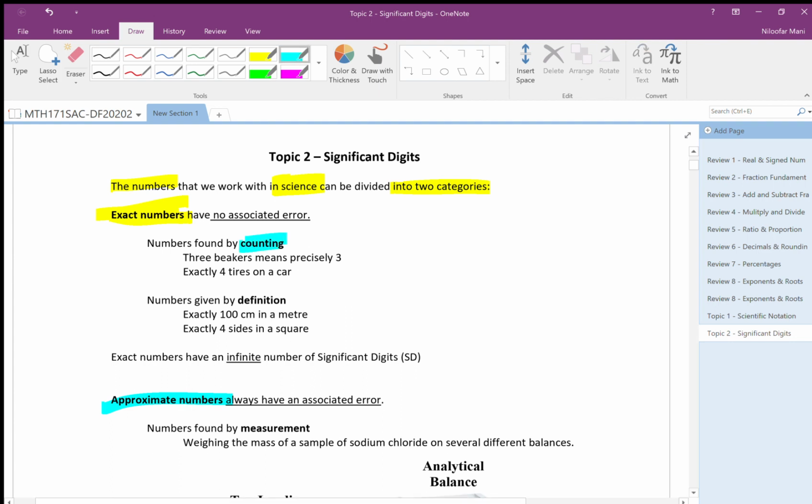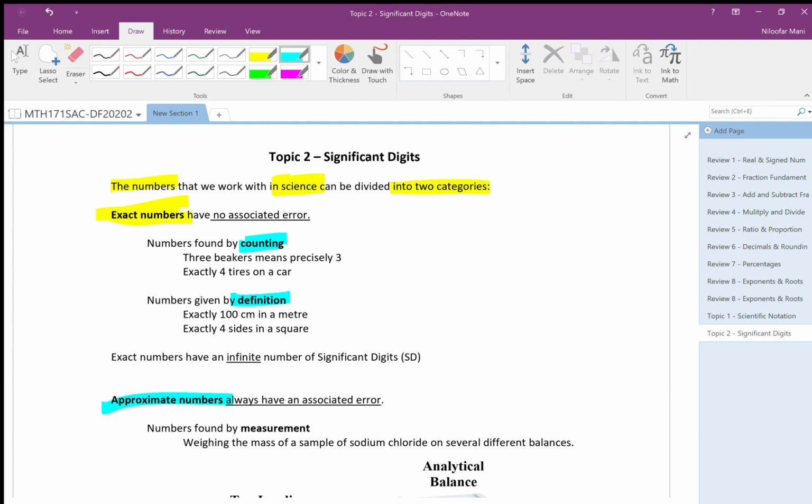If something is coming by definition, for example, when I say in 1 meter I have 100 centimeters, this is a definition. I define that, for example, that's a definition of a square, that each square has 4 sides, so that's exact.